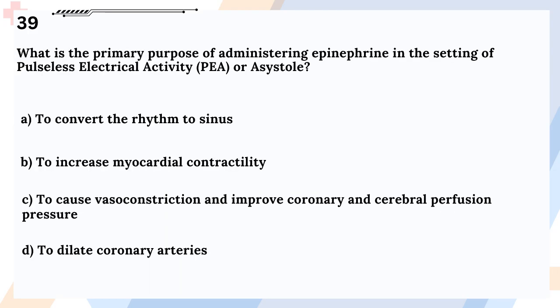Question 39. What is the primary purpose of administering epinephrine in the setting of pulseless electrical activity, PEA, or asystole? A. To convert the rhythm to sinus. B. To increase myocardial contractility. C. To cause vasoconstriction and improve coronary and cerebral perfusion pressure. D. To dilate coronary arteries.